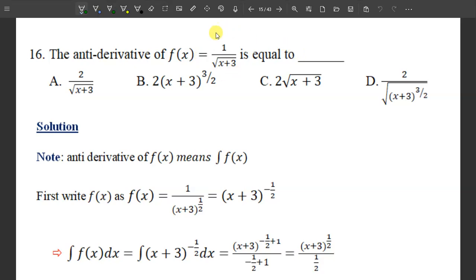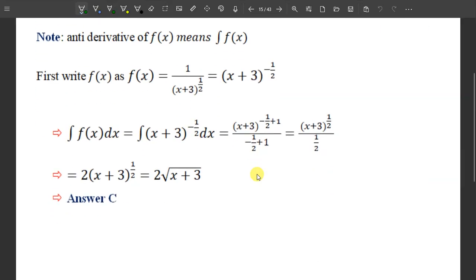The first thing is we have to rewrite this function as a power function. Write f of x as f of x is equal to 1 over the square root of x plus 3, which means x plus 3 the whole to the power of 1 over 2. And then by the rule of exponent, this can be changed into x plus 3 to the power of minus 1 over 2. Then we apply the indefinite integral on this one.